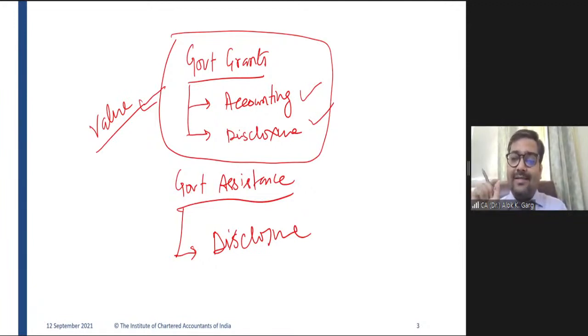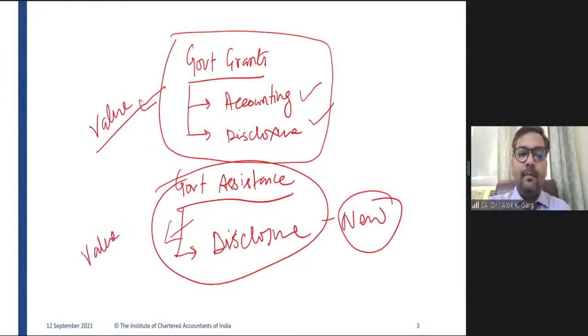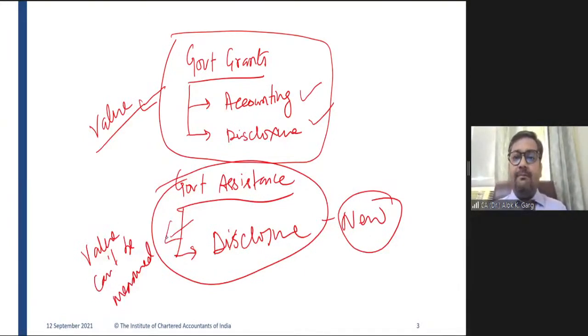So government assistance is that kind of grant which does not have a value, whose value cannot be measured. That is why, in case of government assistance, only disclosure is required. This part is a new part which was not there in the accounting standard. Value can't be measured for government assistance. So students, I believe the objective is clear to all of you.